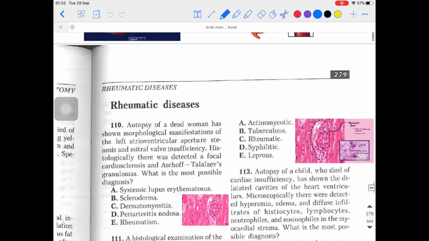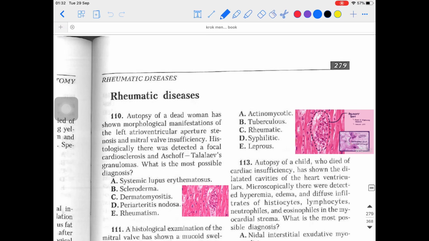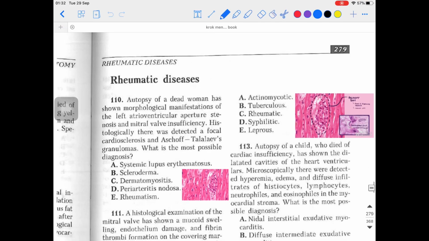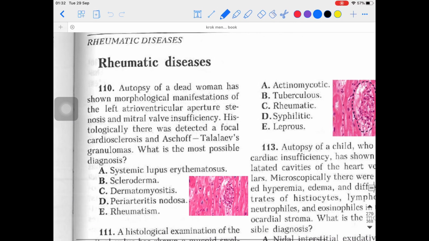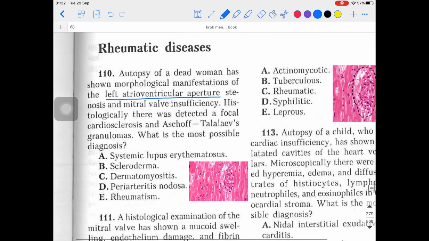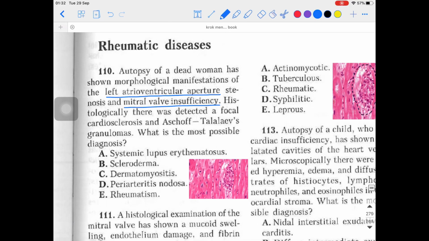This is Shubham and today I'm going to talk about the rheumatic disease. So let's begin with question number 110. Autopsy of a dead woman has shown morphological manifestation of left atrioventricular aperture stenosis and mitral valve insufficiency. Histologically detected a focal cardiosclerosis and Aschoff-Talalaev granulomas. Now what is a possible diagnosis, right?